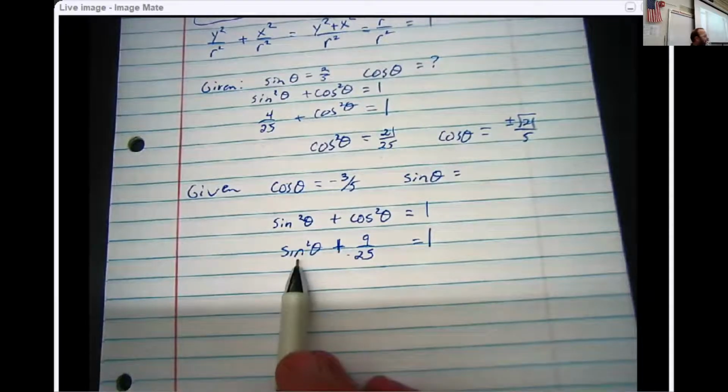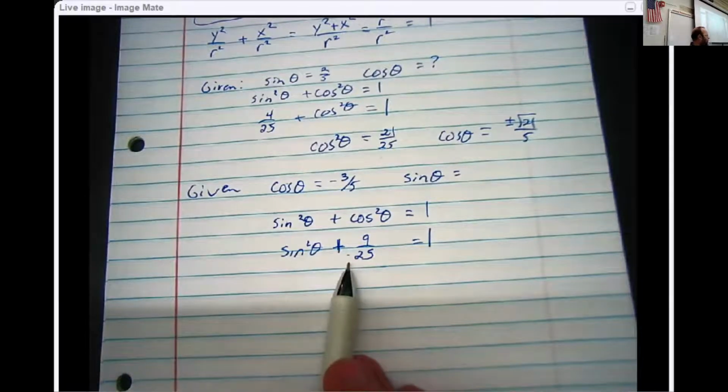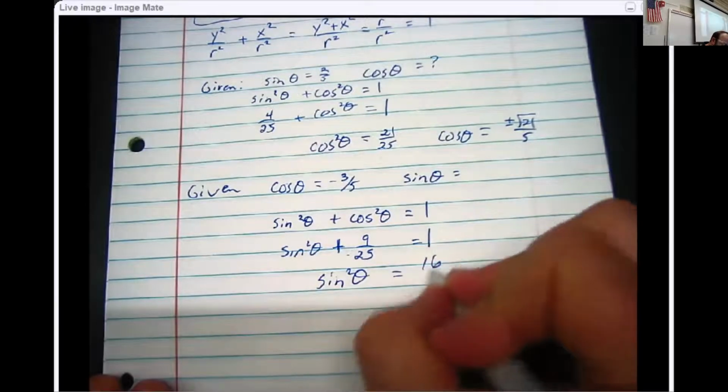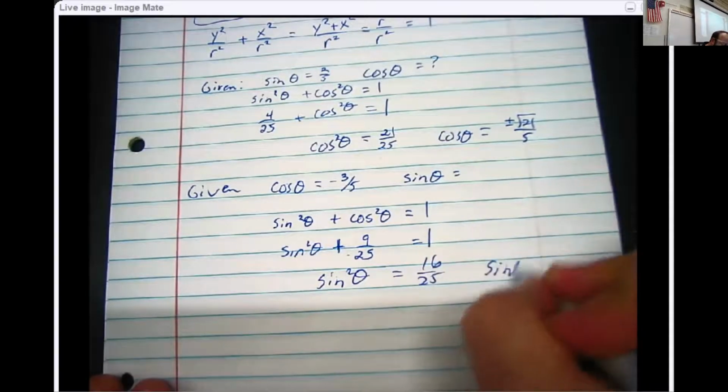If I want to get this by itself, don't I get rid of the 9? How do I get rid of that 9/25? Minus it. What are we going to get? I was being nice. What do you get? 16/25. Hey, why am I saying I was being so nice? Is because that would make the sine itself what?